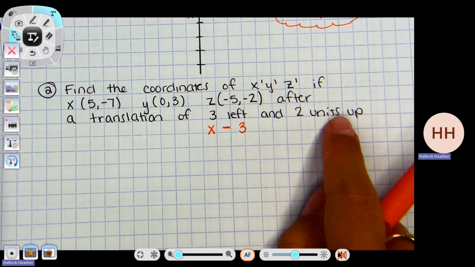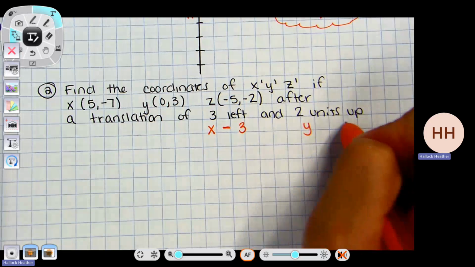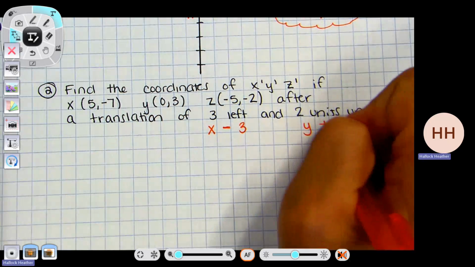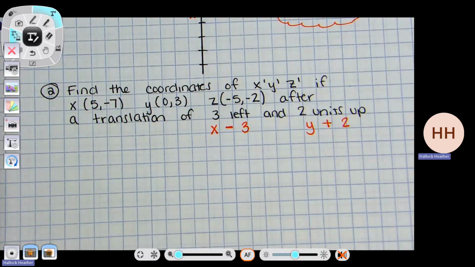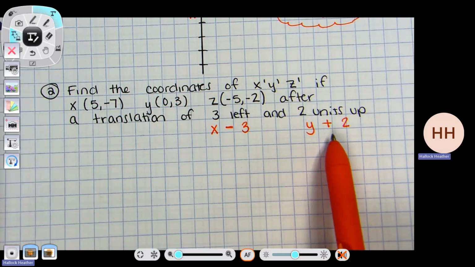Whenever you're talking about your y-axis, that's your up and your down. So if I have my Y and I'm doing something with 2, if I'm going up, do you think I would add or subtract? Add. Thank you. So I'm going to add 2. So for literally every single coordinate point, I'm just going to subtract 3 from every single x value, and I'm going to add 2 to every single y value.